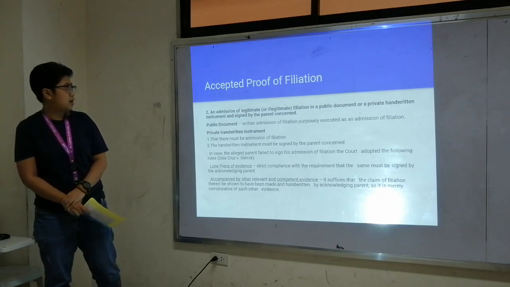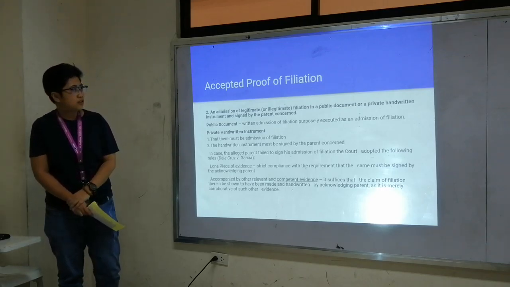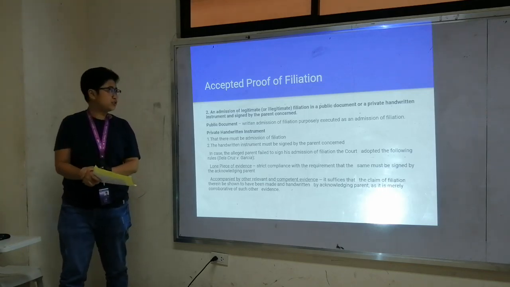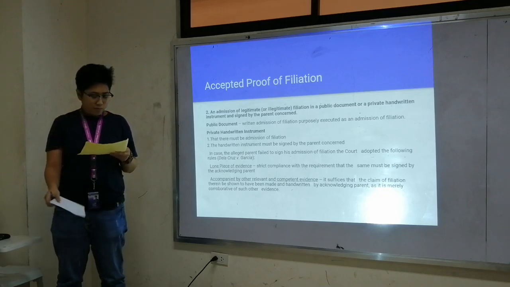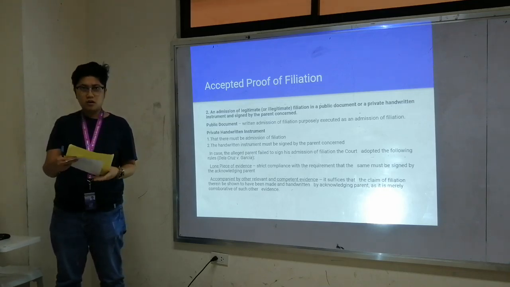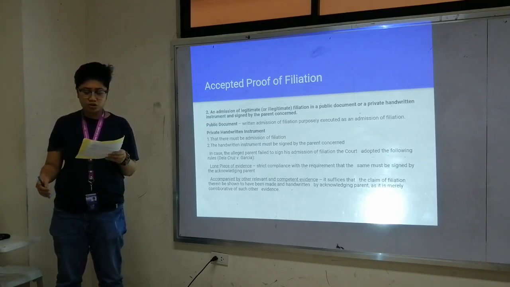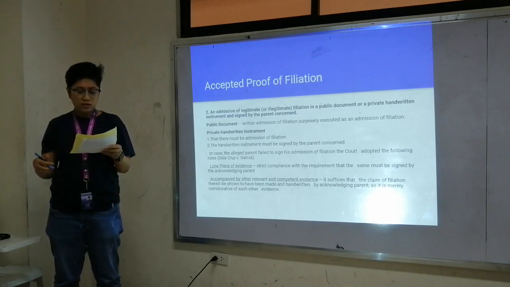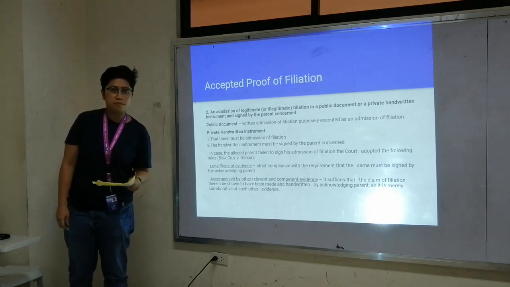Next would be the admission of legitimate or illegitimate filiation in a public document or a private handwritten instrument and signed by the parent concerned. In a public document, we must note that the written admission of filiation of the father must be embodied. So it must be purposely executed as an admission of filiation and not for some other purposes.